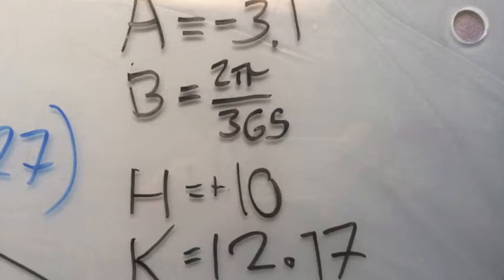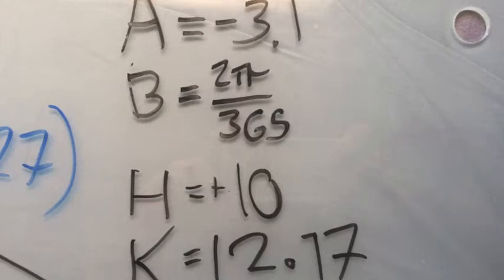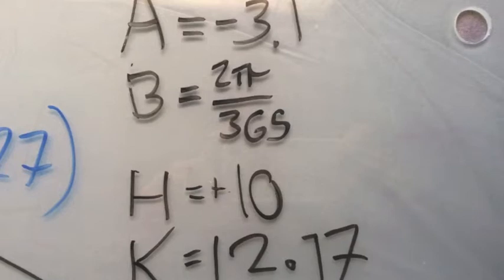B represents the period, and as we know, a normal cosine graph has a period of 2 pi. So we want to divide this period by how many days there are in a year, being 365 days. So the b value becomes 2 pi over 365, which also shows that this graph is annual, meaning its period is 1 year at a time.